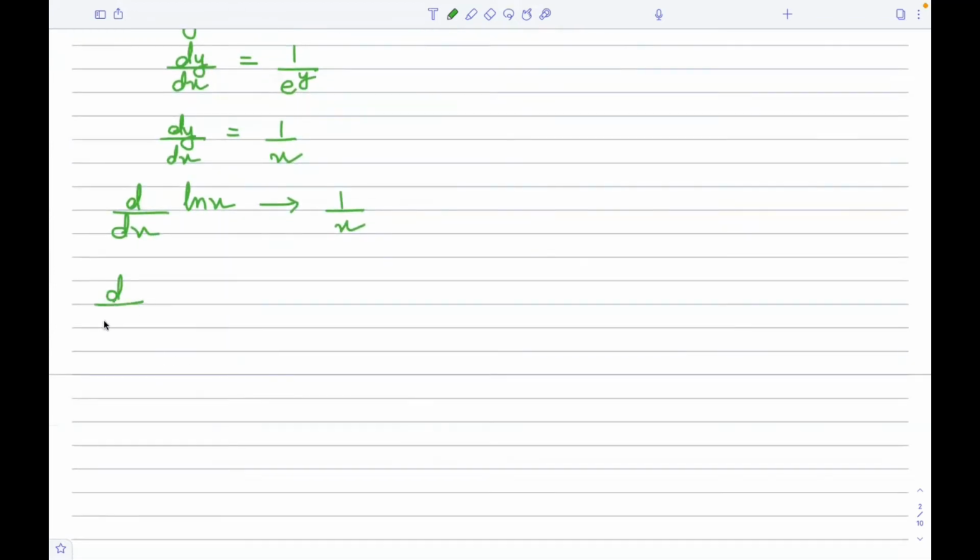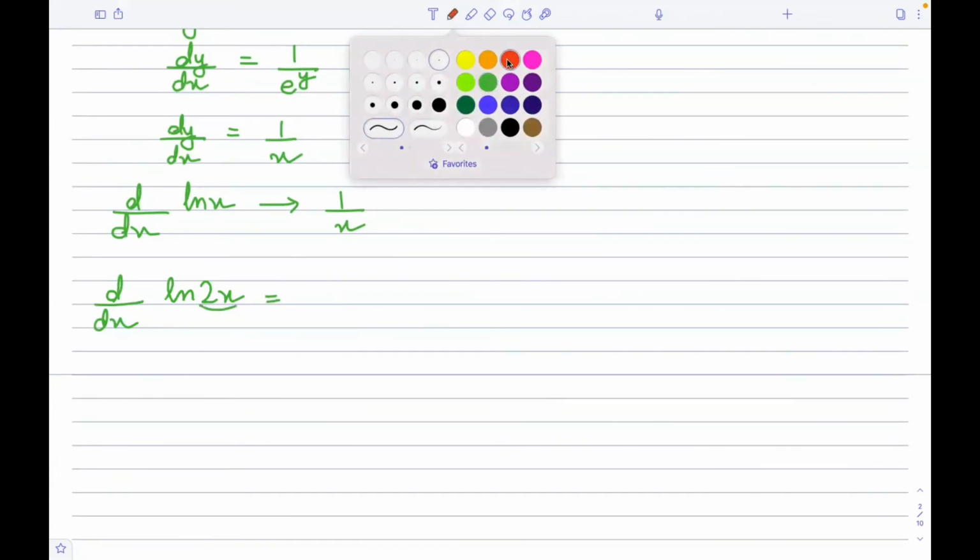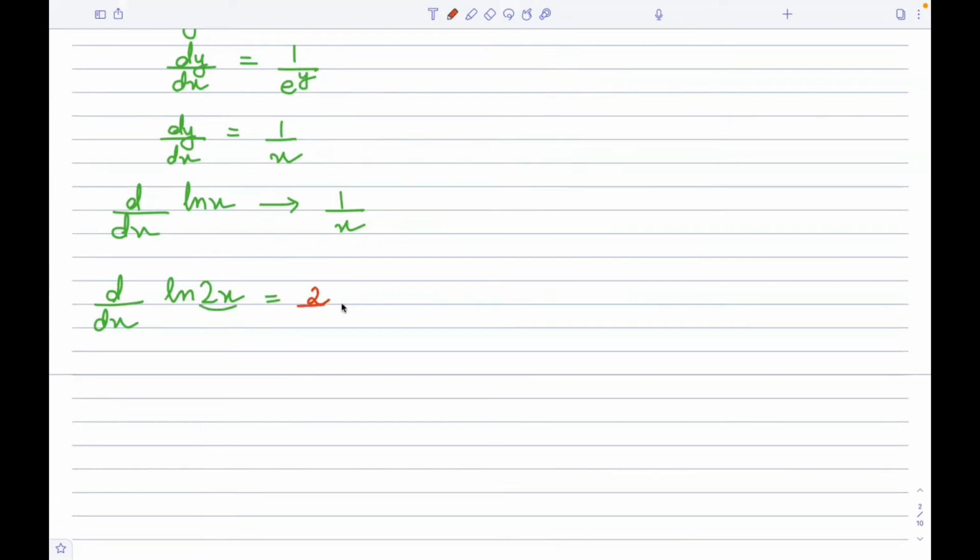If we have a function which is ln of 2x, what we simply have to do is take the derivative of this 2x function, and this whole function goes in the denominator. So this will become 2 over 2x. If it was d by dx of ln of 3x, again this will be written as 3 over 3x. When I cancel out, this will also be 1 upon x.